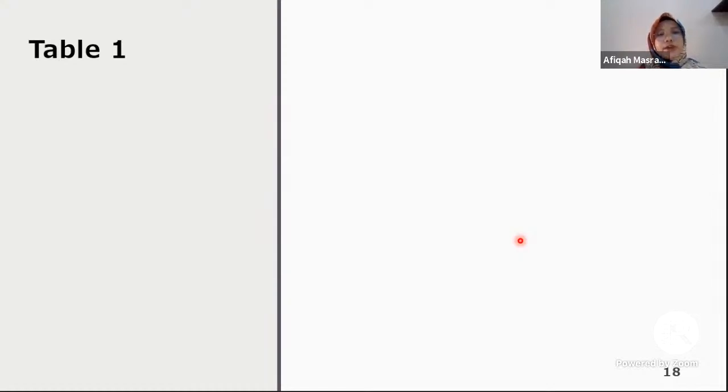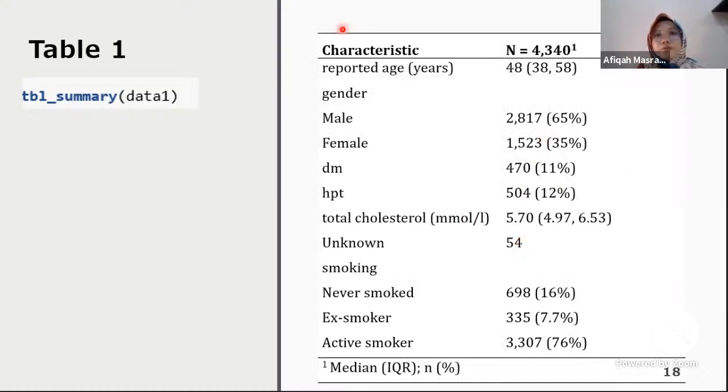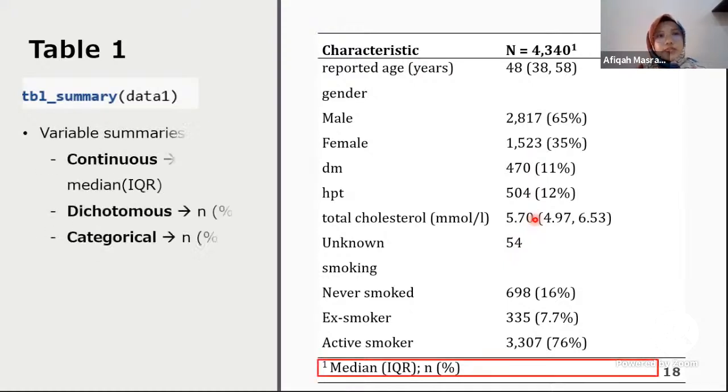So gtsummary provides a means to produce a Table 1 that is reproducible every single time that we want to report something. So the default or basic code is tbl_summary with the data set in the brackets, and this is the basic output for Table 1. From this, we can see that the variables that are summarized are continuous, dichotomous, and categorical.